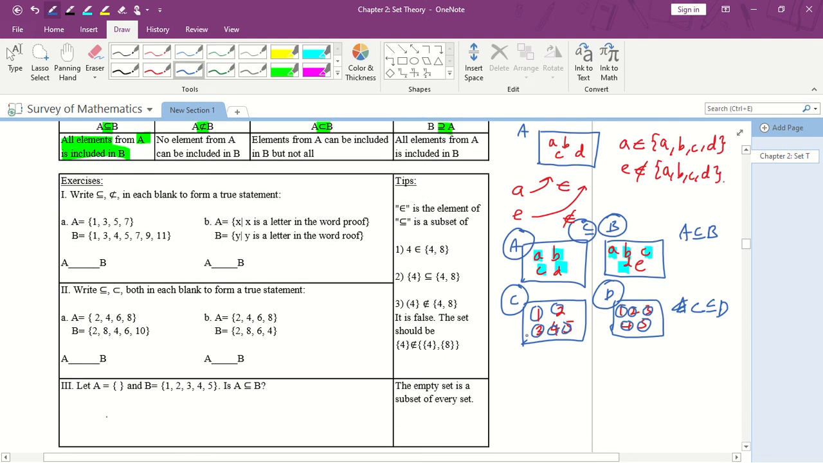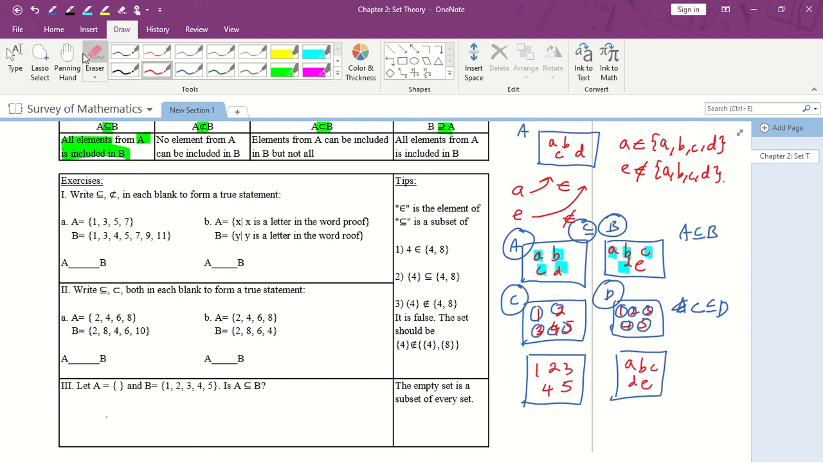Okay, let's try the next one. There's another two boxes, E and F. Now I say that one has 1, 2, 3, 4, 5, and the other has A, B, C, D, E. Can I say that box E is a subset of F? The answer is no. Why? Because they are exactly different things. So E is not a subset of F.